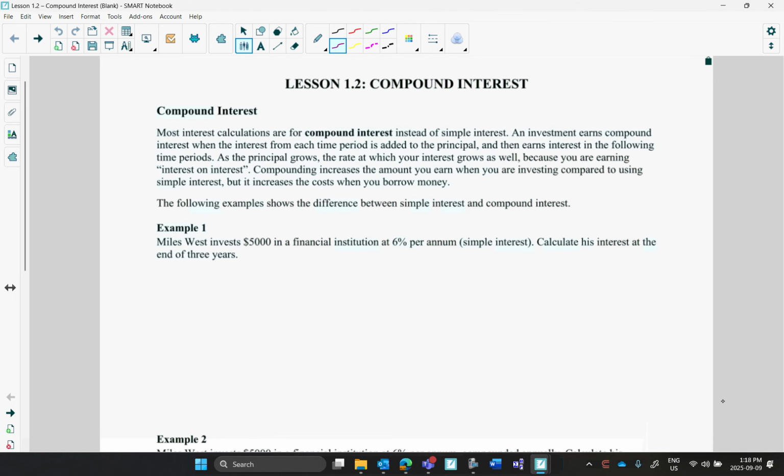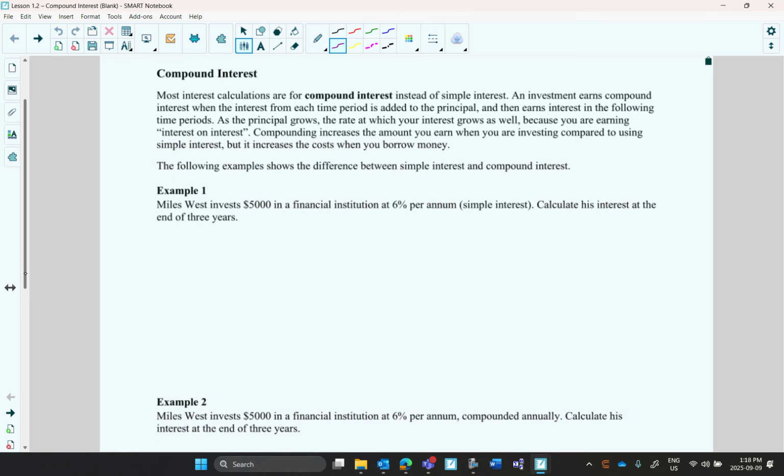Before I talk about what compound interest is, let's just look at this example. This is actually a review of lesson 1.1. Okay. Miles West invests $5,000 in a financial institution at 6% per annum. Annum just means year. Simple interest that we've already talked about. How much interest is he going to have at the end of 3 years?